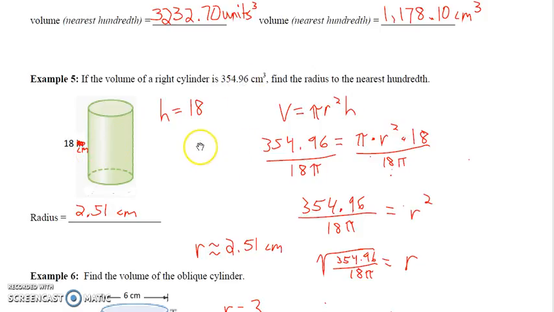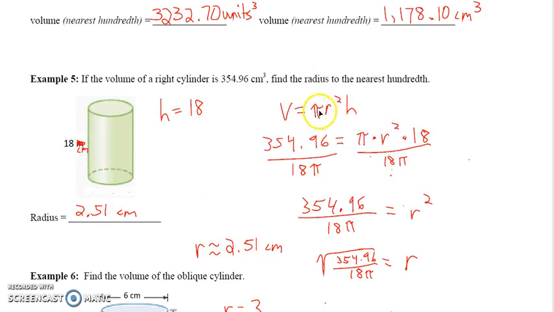So it's a cylinder. The volume of a cylinder is pi r squared h. So now I'm going to substitute everything that I know. Well, I know the height is 18, and I know V, the volume, is this. So I substitute 354.96 in for V right here.